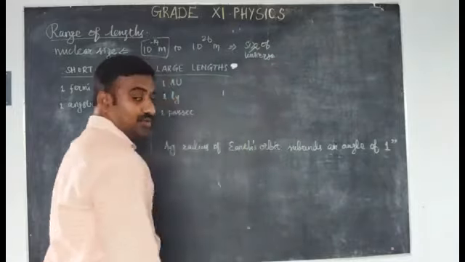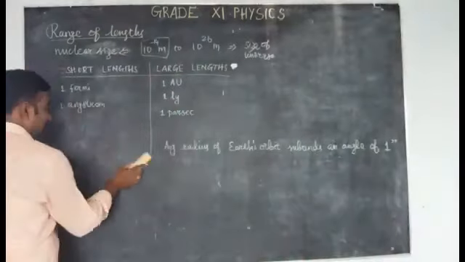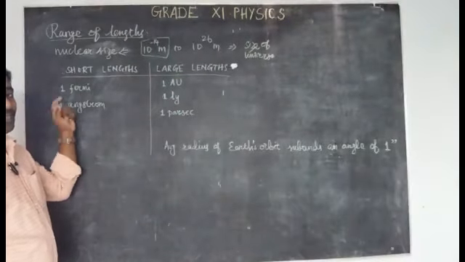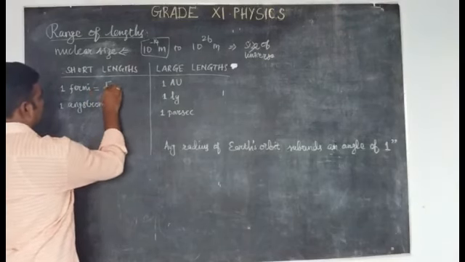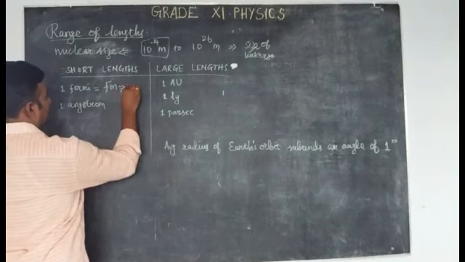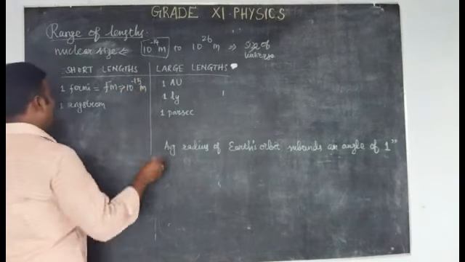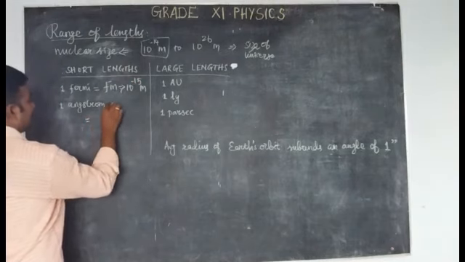Now, the smaller lengths and larger lengths. Some smaller and larger lengths are listed in our book. The first smaller length is the fermimeter. 1 Fermi, which is the fermimeter, is equal to 10 to the power minus 15 meter. This is one short length. Another short length is the angstrom.